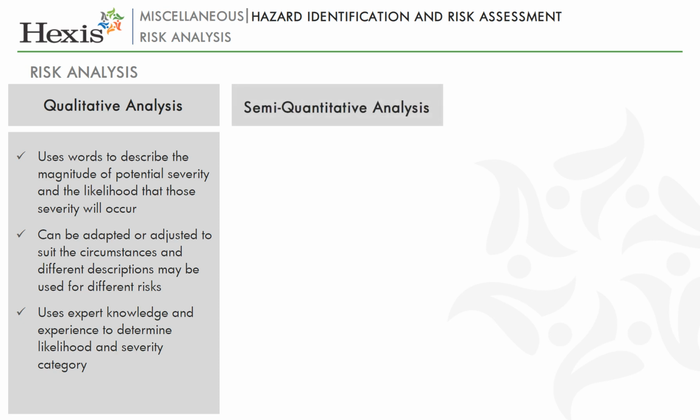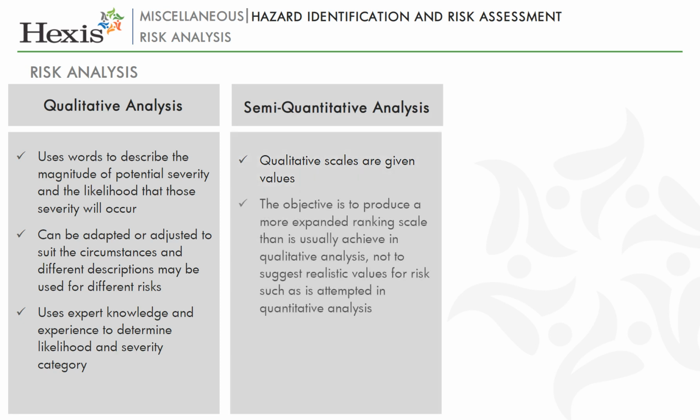In semi-quantitative analysis, qualitative scales such as those described above are given values. The objective is to produce a more expanded ranking scale than is usually achieved in qualitative analysis, not to suggest realistic values for risk such as is attempted in quantitative analysis.